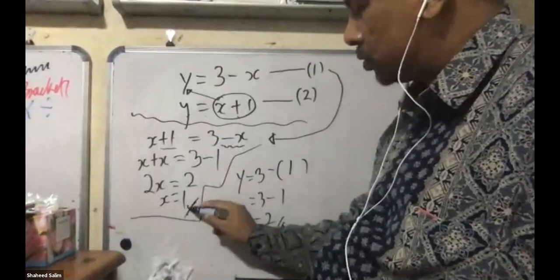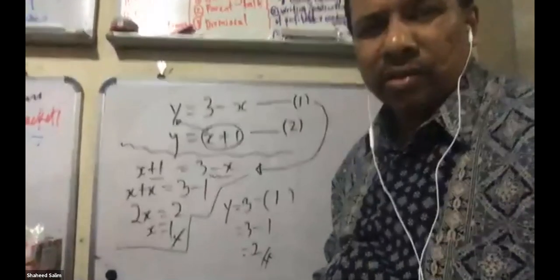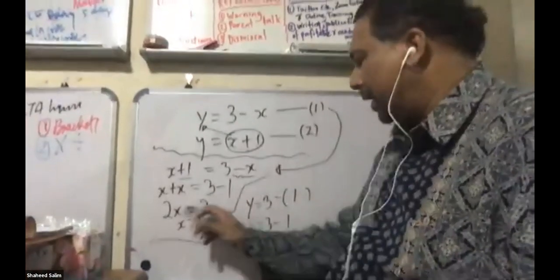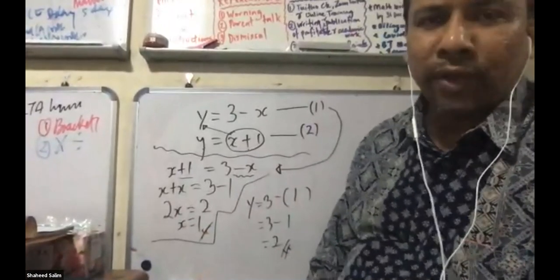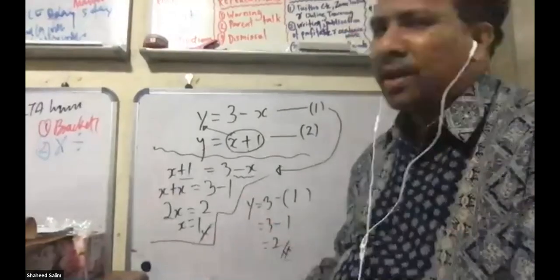x equals 1. But what did we find actually? Shafi, you started this in school. What do you find now? x equals 1, y equals 2. So what? What do you find, Shafi? The value of x and y. Yeah, but what is it?